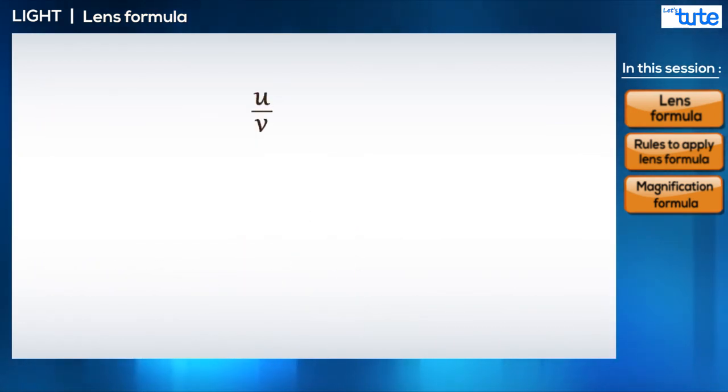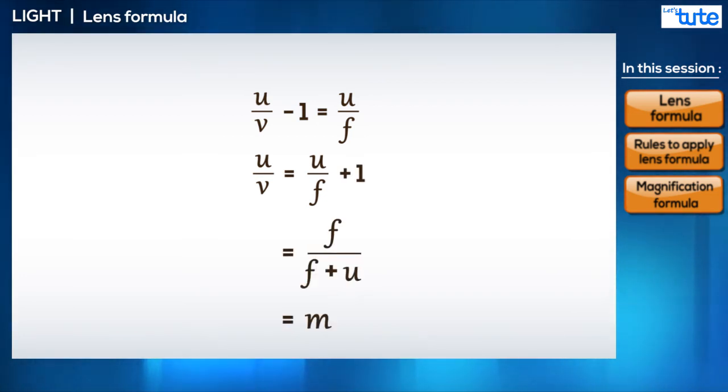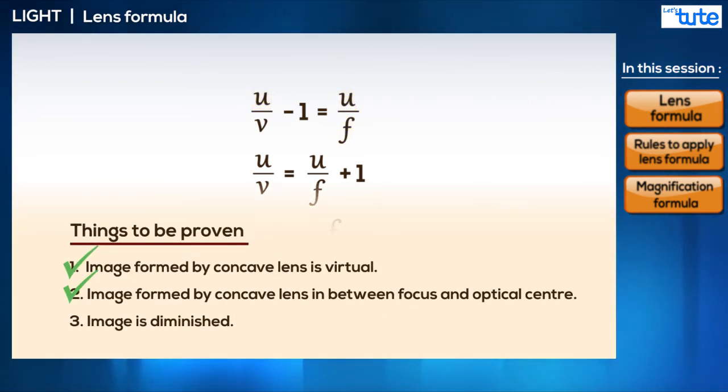Now, like we did for the mirrors, we can multiply both sides of the lens formula by u. Thus, if we just have the focal length of the lens and the object distance, we can figure out how big the image will be. So now that we have this, we can finally answer the last part of the question. Will the image always be diminished?